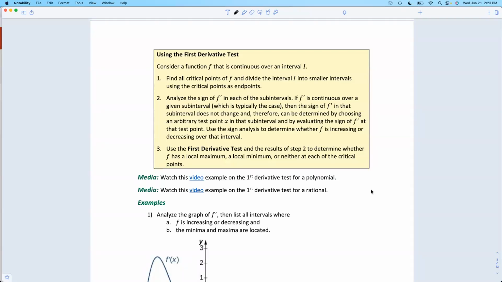Okay, here's a good guide for how we use what we call the first derivative test. And it's everything I just said in that last video. Find all your critical points, every place where the derivative is 0 or does not exist. And then we're going to draw a number line and figure out if the derivative is positive or negative in each region of that number line, and use that to figure out whether our graph is going up or downhill.